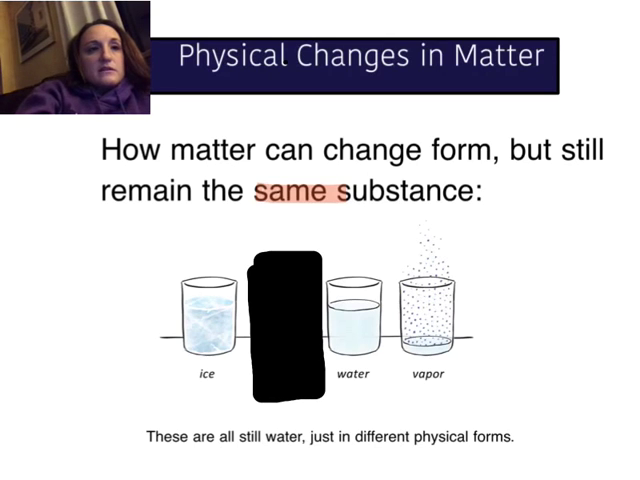All right, so physical changes in matter. A physical change in matter is how matter can change form, but still remain the same substance. We've talked about this before, it changes, but it's still the same substance. So for instance, in this picture, ice, water, and water vapor, it's all water. These are all just water, they're just in different physical forms. So phase changes are an example of a physical change in matter.